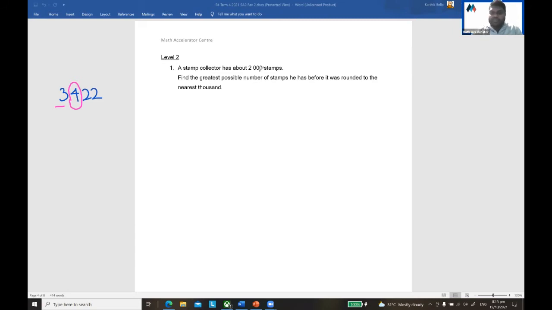So a stamp collector has about 2,000 stamps. Find the greatest possible number of stamps he has before it was rounded off to the nearest thousand. So there was a number which, when rounded off, you got 2,000 in the end. So since you're rounding off to the nearest thousand, you have to look at the number that is beside it. Okay, so from here we can go both paths. Okay, do this.